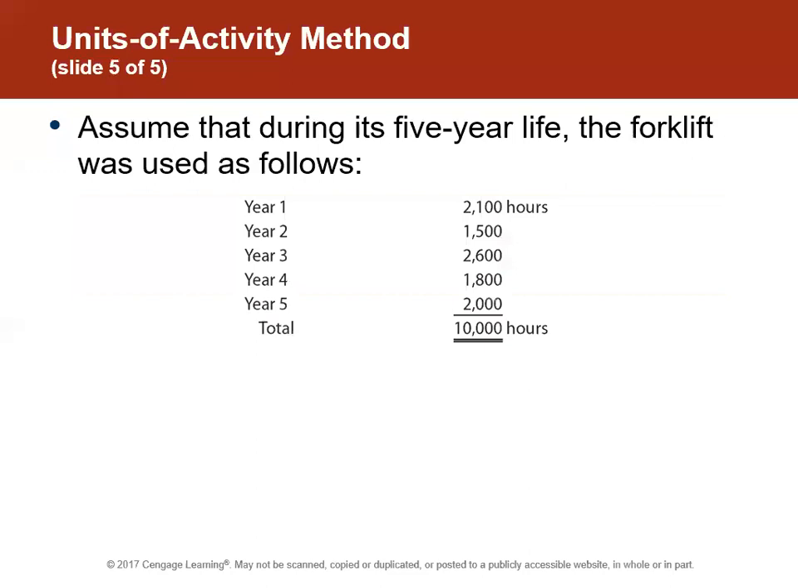And here they're showing us all 5 years. So year 2 used it 1,500 hours. Again, maybe it was broken part of the time or we had some other machinery. Year 3 it was used really heavily, and then year 4 and year 5. So those differ in every year. So it differs every year. Yes, with units of activity, you're going to have a different amount of activity, so a different depreciation every year. But it should add up to the total of 10,000 hours.